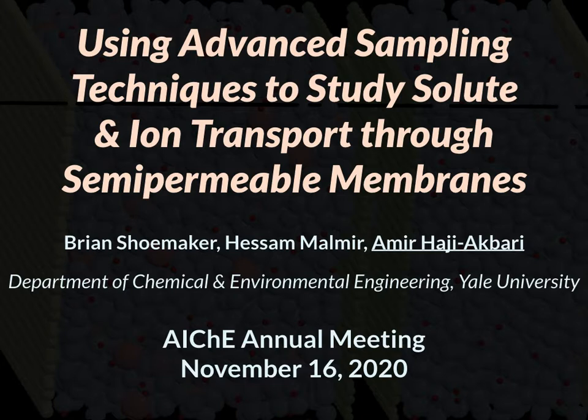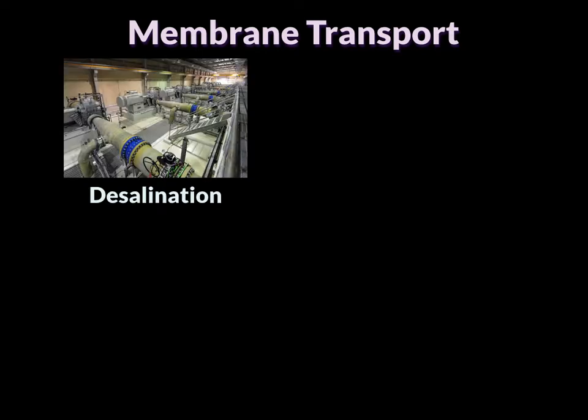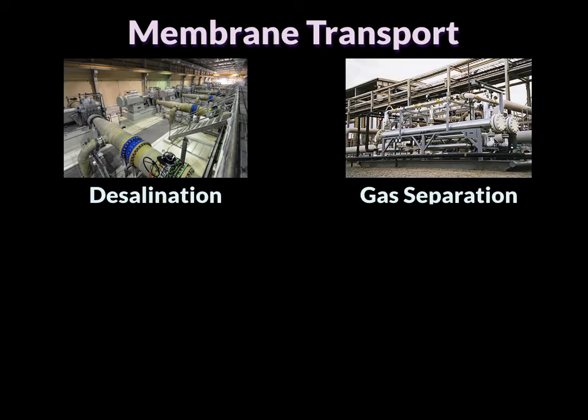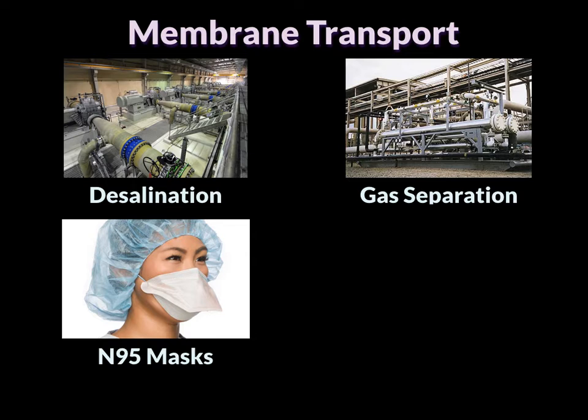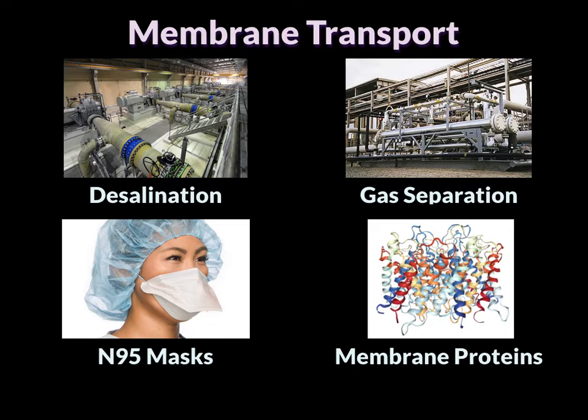Today I'll be talking about using advanced sampling techniques to study solute and ion transport through semi-permeable membranes, which have a lot of applications in many disciplines. They're used a lot in chemical separation processes such as desalination and gas separation. We use them a lot these days in the form of N95 masks to avoid COVID infection. And they are also an important part of biological cells and organelles and modulate the transport of small molecules, ions, and macromolecules in biological systems.